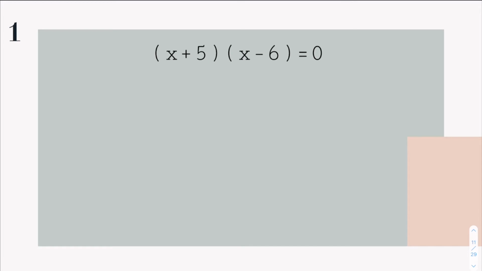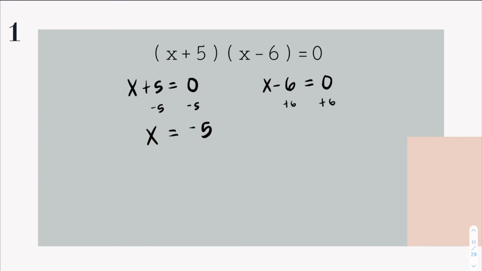And so using the zero product property, we're going to set x plus 5 equal to 0 and x minus 6 equal to 0. And then we solve for x. So we use our inverse operations to isolate x for both equations. And we get our solutions to be -5 and +6.